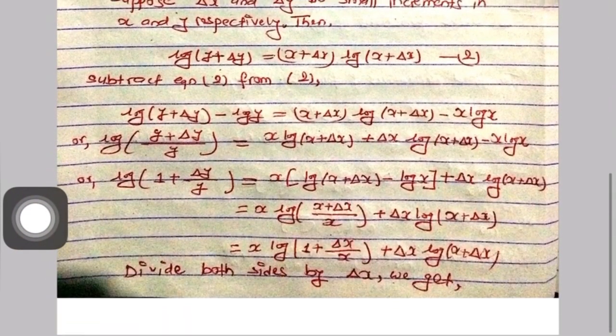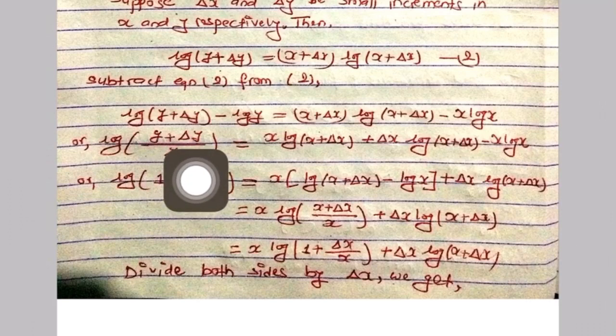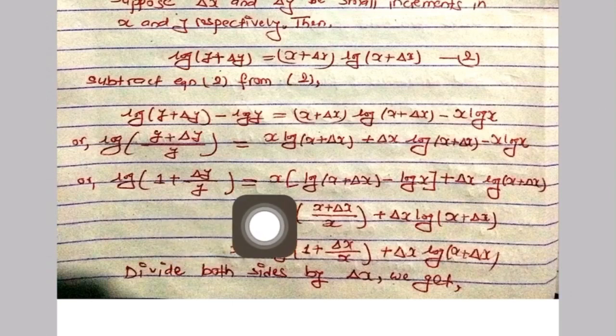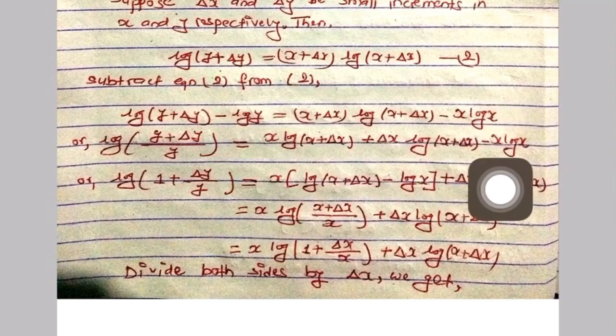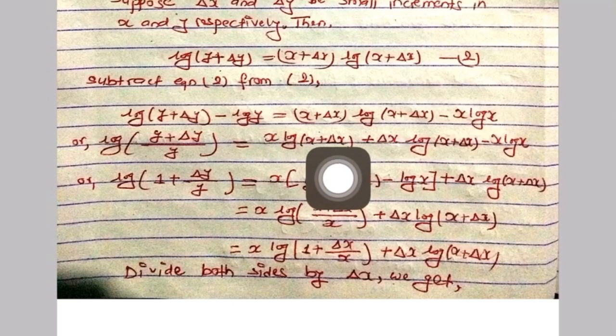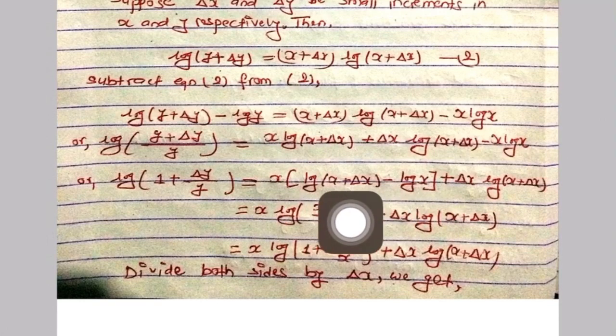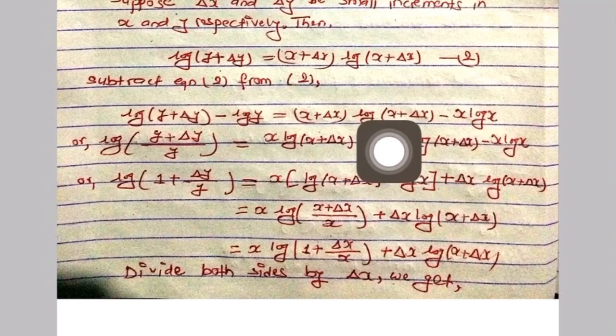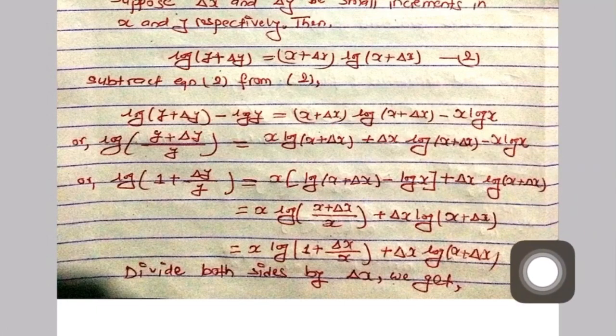And here you need to separate y in the denominator to y plus del y, and we get log of 1 plus del y by y is equal to, and from this x log x and this x log x plus del x, I took common x here, and inside the bracket log x plus del x minus log x is there, and plus this term is as it is.